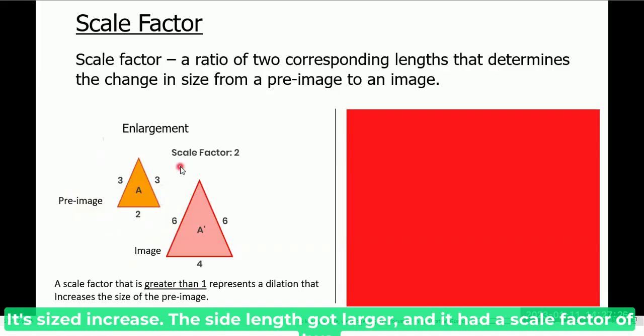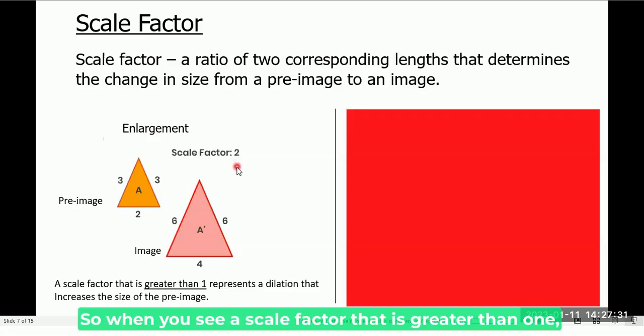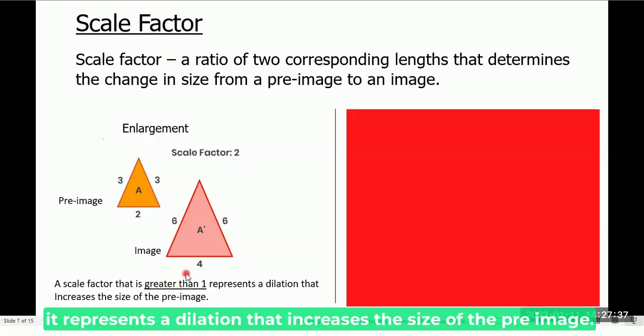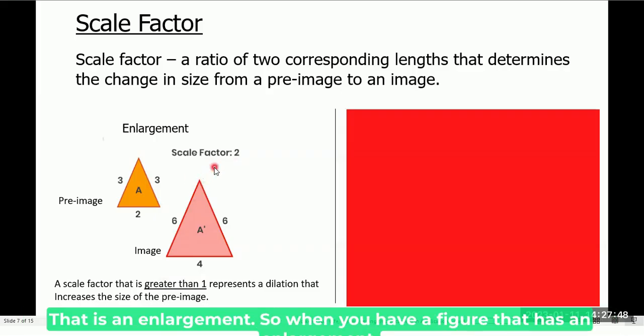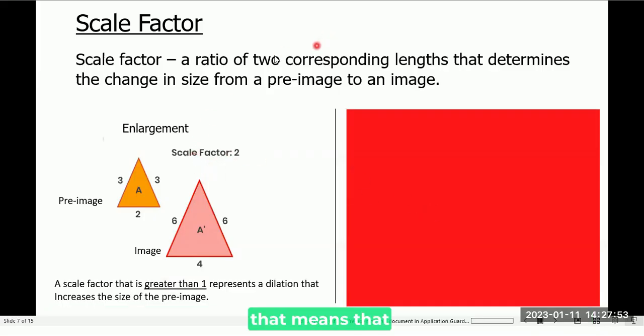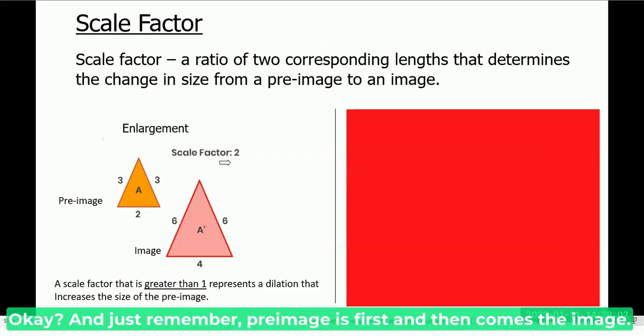It had a scale factor of 2. When you see a scale factor that is greater than 1, it represents a dilation that increases the size of the pre-image. Since the scale factor is 2, it's like this triangle doubled, so it got bigger. That is an enlargement. When you have a figure that has an enlargement, that means it has a scale factor that is greater than 1. In this case, it's 2. And just remember, pre-image is first and then comes the image.